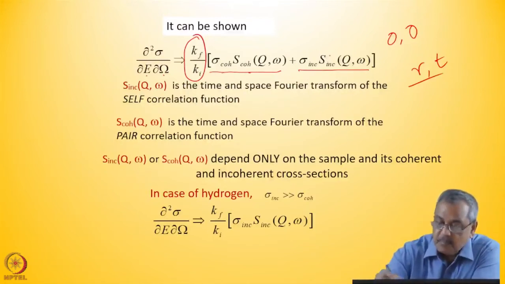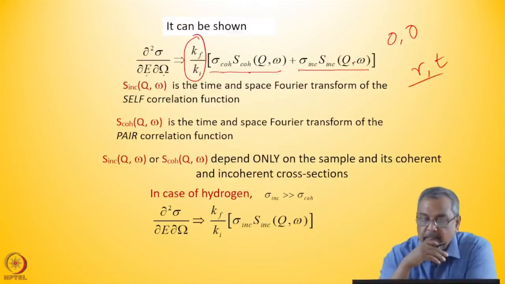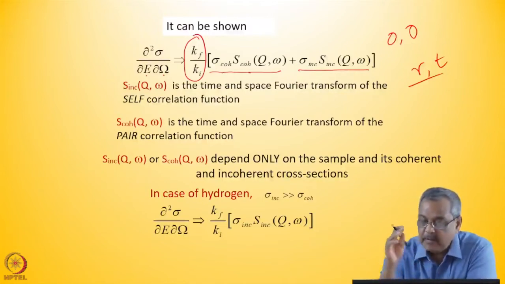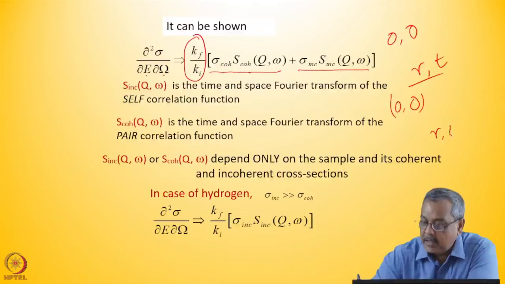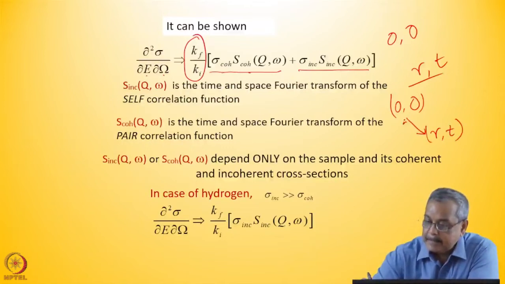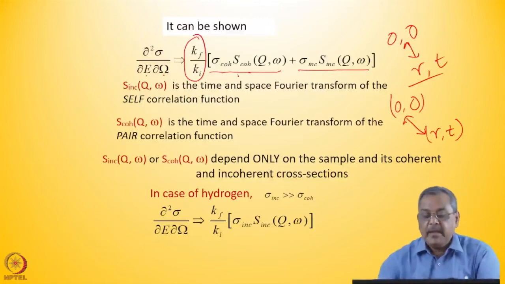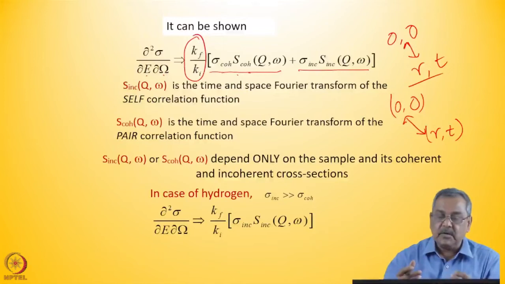Now when we talk about the incoherent part, then it is only the self correlation. That means the particle at origin 0 at time t equal to 0, what is the probability it is at a position r at time t, the same particle. And here there are different particles when you talk about coherent. That's why in phonon or in structural work, at temperature t equal to 0, the position of one particle in a crystalline lattice tells me the position of all other particles.